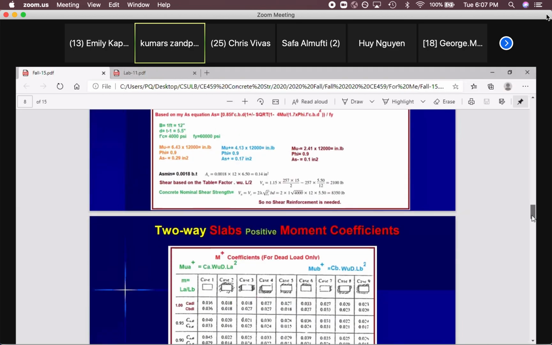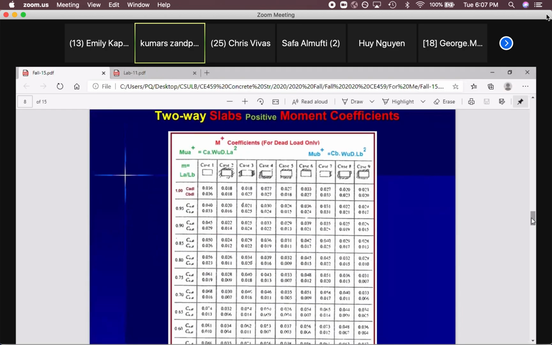Okay, so we are almost done with one-way slab, and for two-way slab, you need to learn how to read these tables. That's it. You don't need to do anything else. Just read this table for positive moments at the midspan. So these are different cases. What does it mean, these cases? When there are no lines at the sides, you can see there is no hatch around this, it means that this is simply supported.